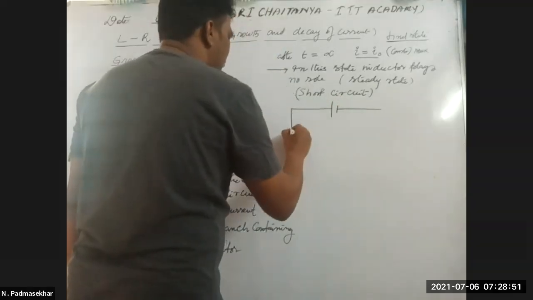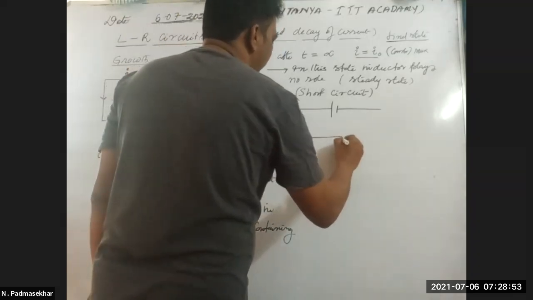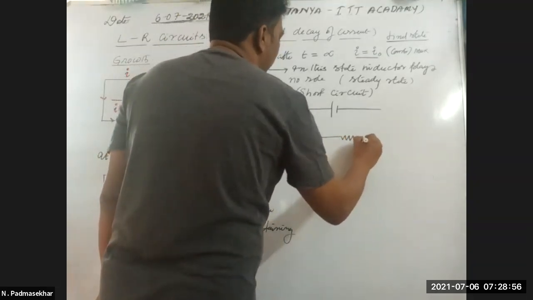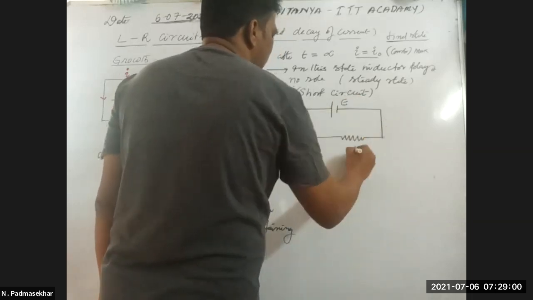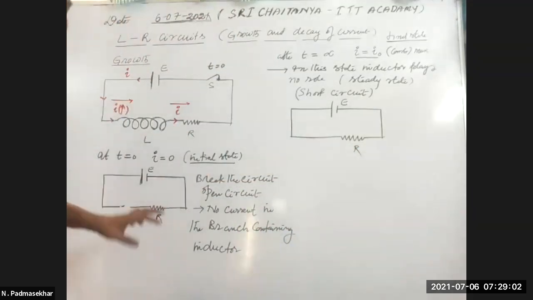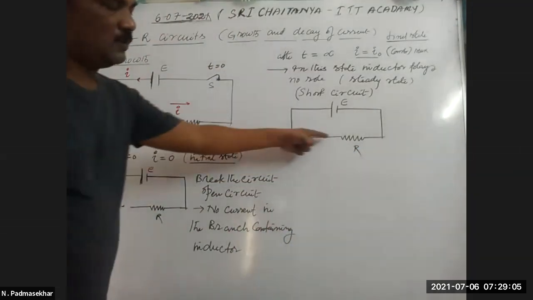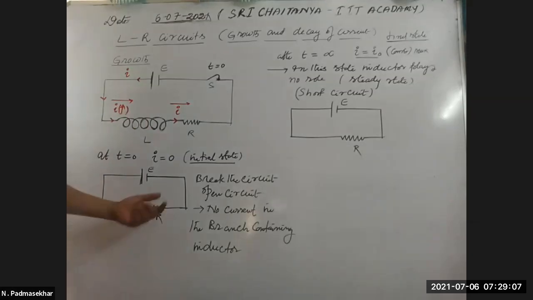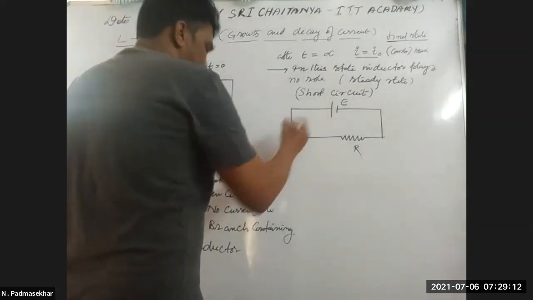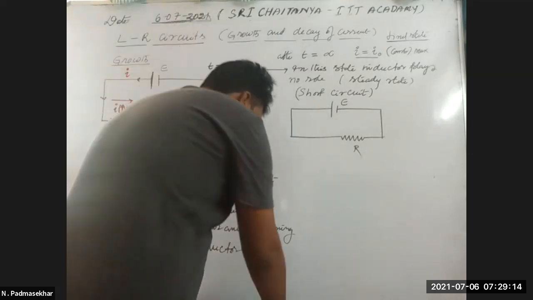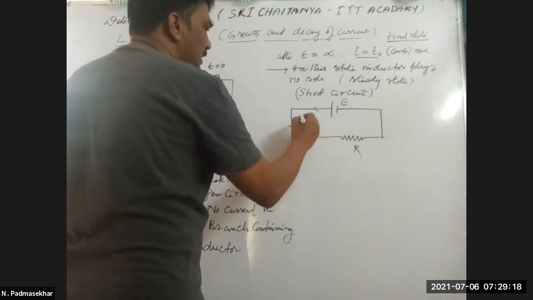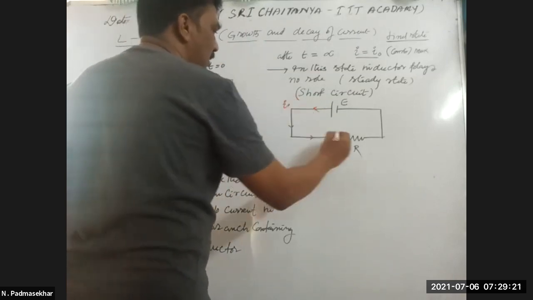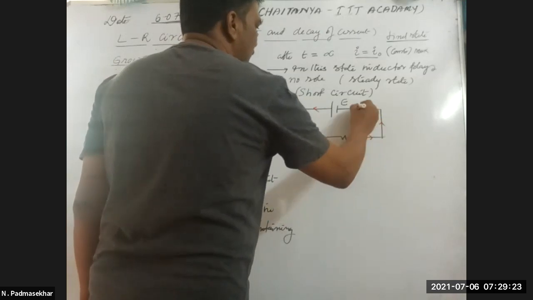This is the circuit at t equal to infinite. This is the battery P and it is R. There is no inductor; in the place of the inductor, just one wire is there. Inductor plays no role. Now the current is coming like this. This current is the maximum current, that is I0.